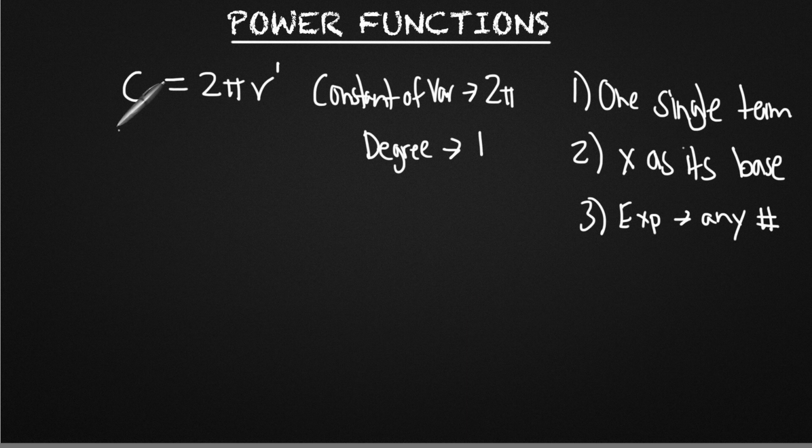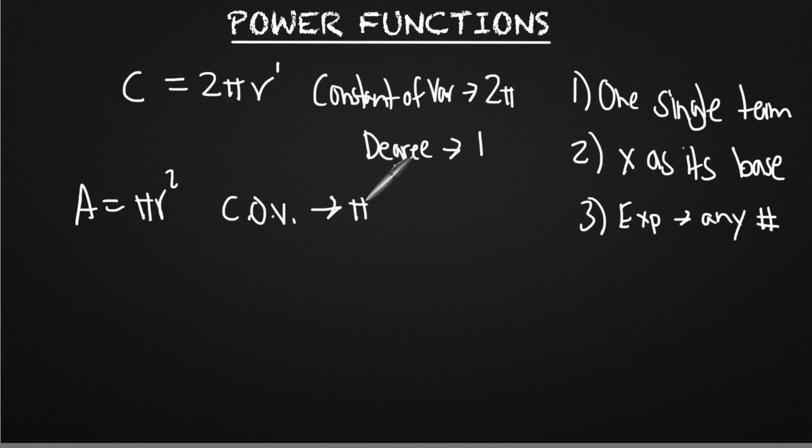Look at another one. We have the area of a circle. So area is equal to pi r squared. We have the variable r being raised to a numerical exponent. So it is a power function. It's one single term. So the constant of variation is going to be pi. And by the way, the constant of variation is everything that's in front of the variable. I'm going to go over that in just a second. The power is 2.